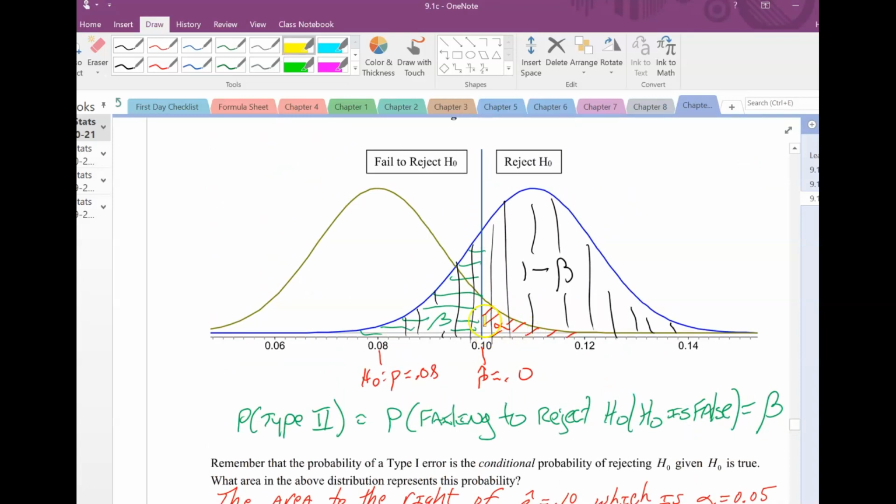This red area is a type 1 error. The green area, beta, is type 2 error. The black here, 1 minus beta, that is the power of the test.